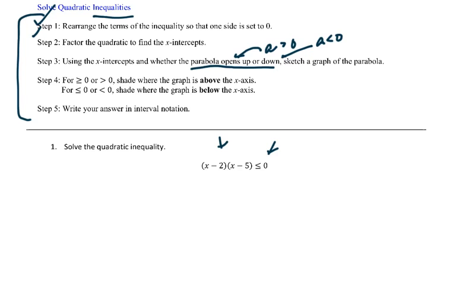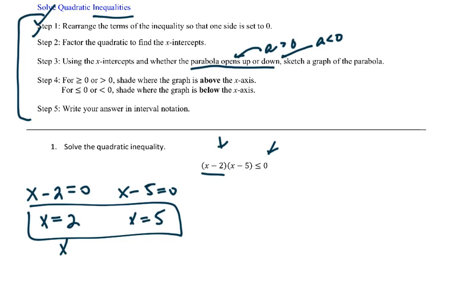To solve for the x-intercepts, we're going to set each of these binomials equal to 0. So x minus 2 equal to 0, and x minus 5 equal to 0. So we end up getting that x equals 2 and x equals 5. These are our x-intercepts. I'm going to go ahead and say we'll have a solid dot on these intercepts because of our inequality sign. That also implies that we're going to have brackets when looking at our interval notation.